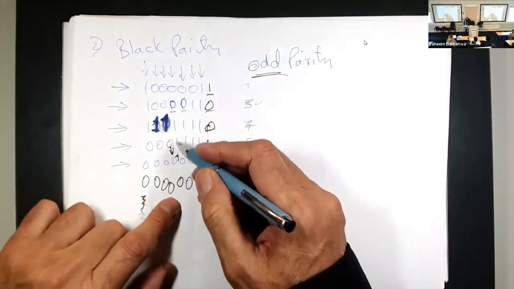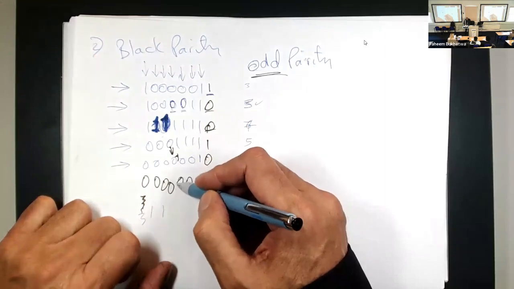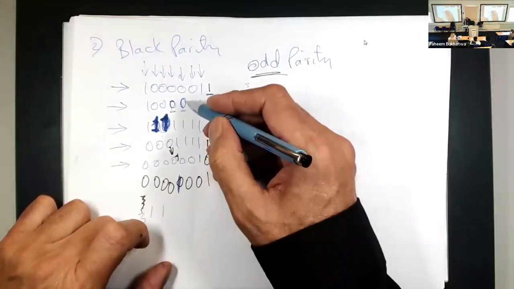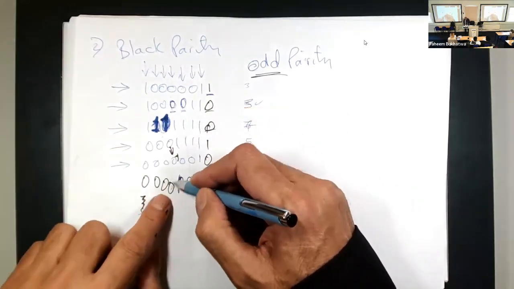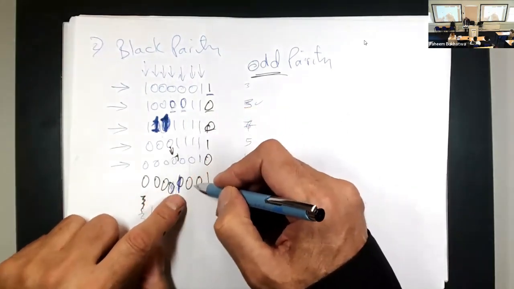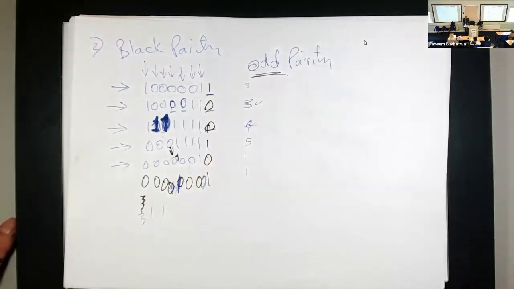Okay, let me fix this one here by leaving that 2, and I'm going to make this one 1. And then it should be this one here. Oh, flipping hell. Okay. So now, this is the same frame again, sent by the sender.